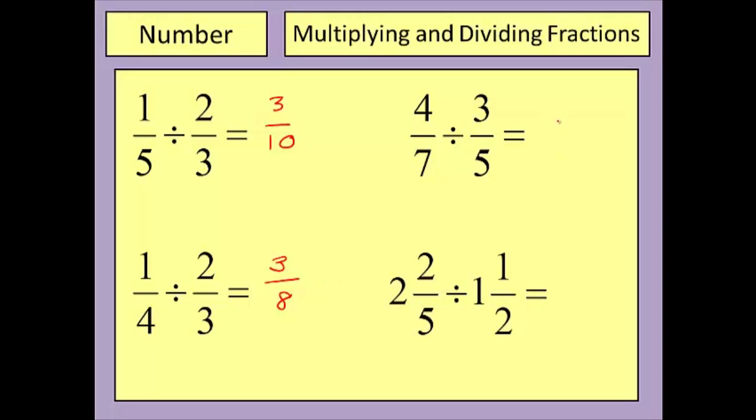The third example, I've flipped my second fraction around, so instead of 3/5 it becomes 5 over 3, and I'm going to do 4 times 5, which is 20, over 3 times 7, which is 21. Again, this one will not tidy up.